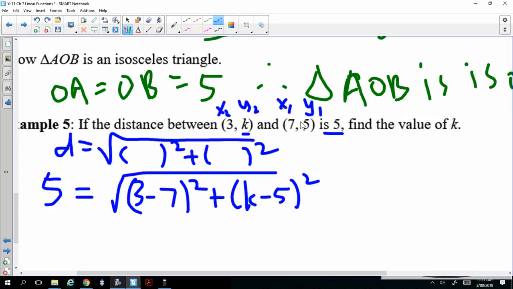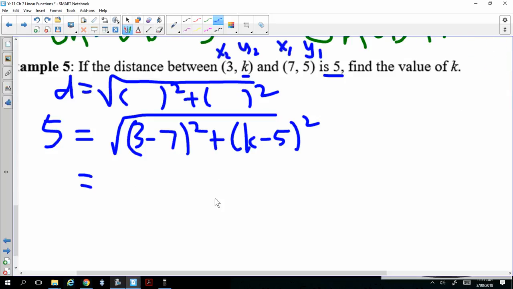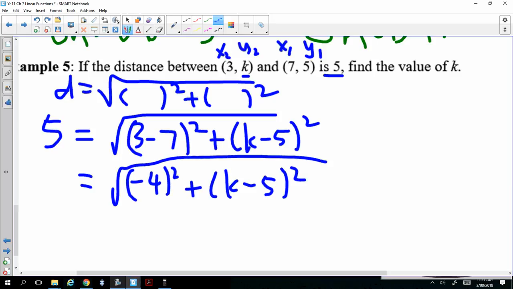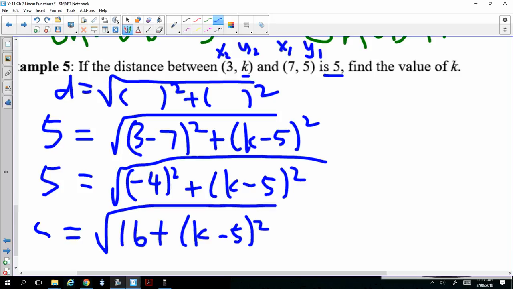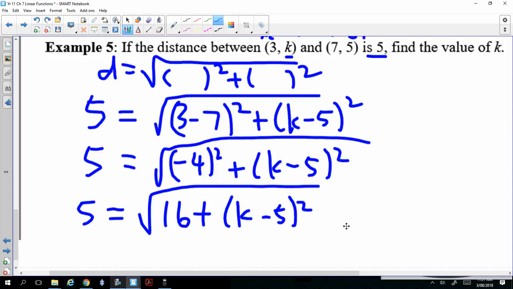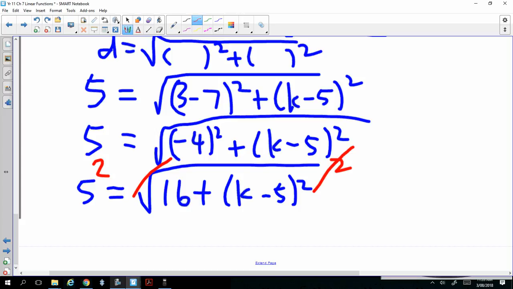Okay. All right, now, any suggestion what we should do to solve for k? Yep, expand. Let's work it out. So 3 minus 7 is negative 4. Negative 4 squared is 16. Now, the first thing you should do is not expand, but try to square both sides. And when you square both sides, what will happen? That will get rid of the square root. So you get 25 equals 16 plus (k minus 5) squared.